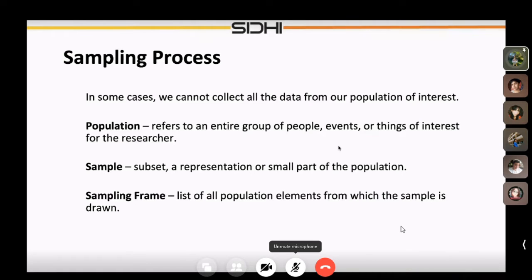So that's what you want to put in your sample. So the sample is just a subset or a representation of your population.